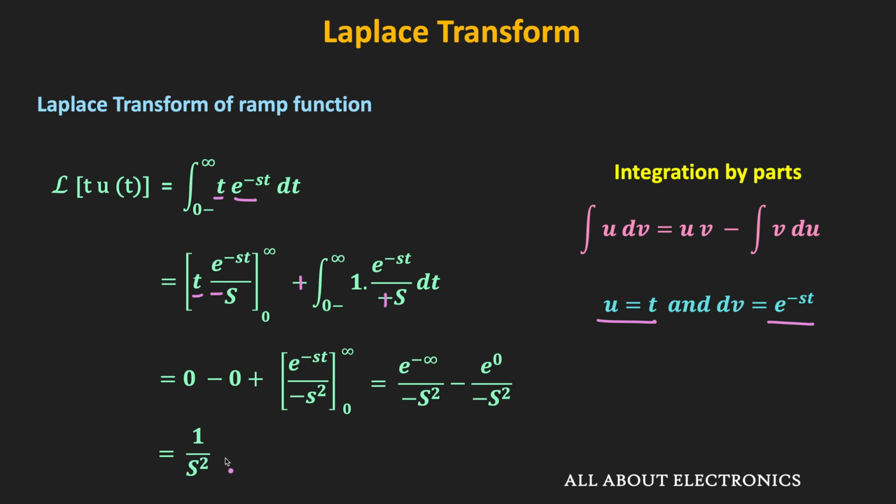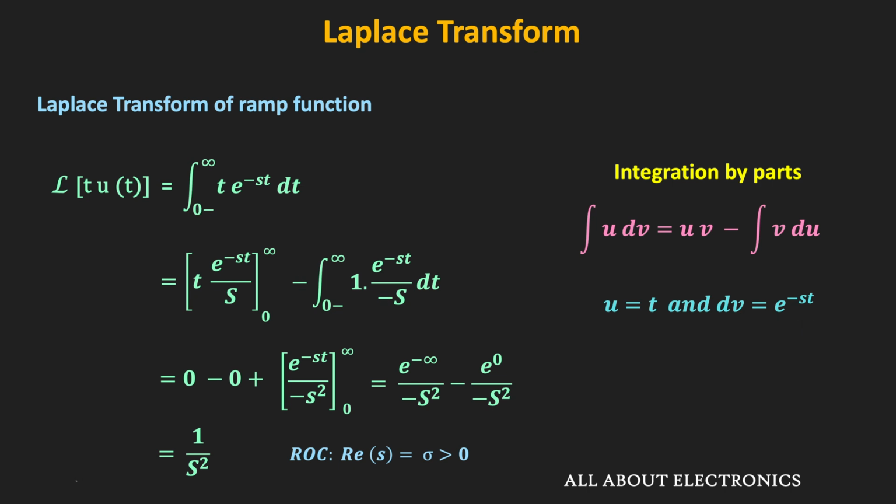So we can say that the Laplace transform of t times u of t, or the Laplace transform of the ramp function, is equal to 1 divided by s square. And once again, this function is Laplace transformable when sigma is greater than 0, or in other words, when the real part of s is greater than 0, because then and only then will this integration converge. So that is the Laplace transform of the ramp function.